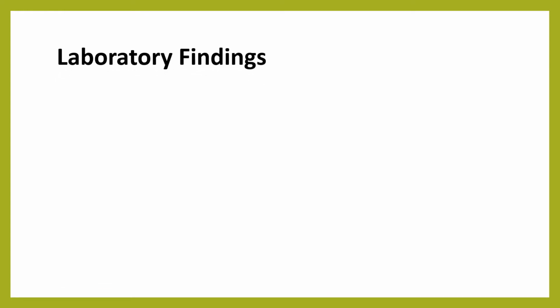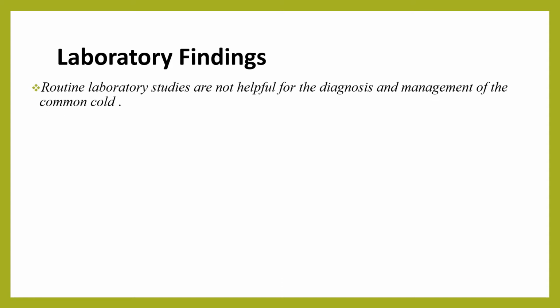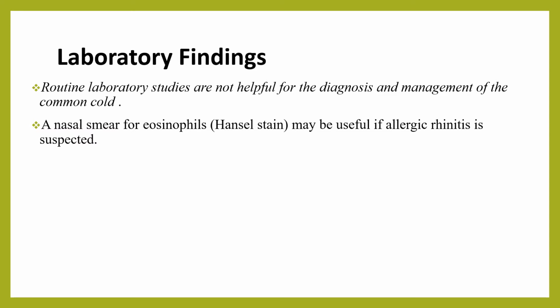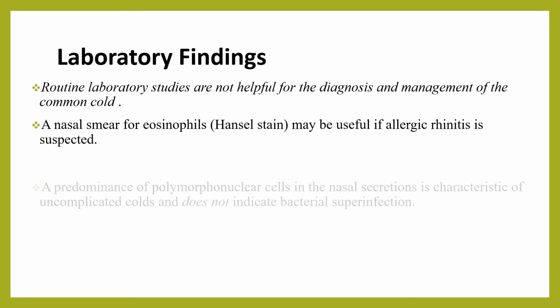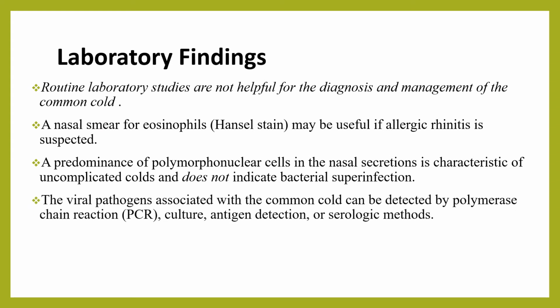When we look at the laboratory findings in patients with common cold, routine laboratory studies are not helpful for the diagnosis and management of the common cold. A nasal smear for eosinophils or Hansel stain may be useful if we suspect allergic rhinitis as a differential diagnosis. Also, predominance of polymorphonuclear cells in the nasal secretion is characteristic of uncomplicated colds, and it does not indicate bacterial superinfection, as we have said.